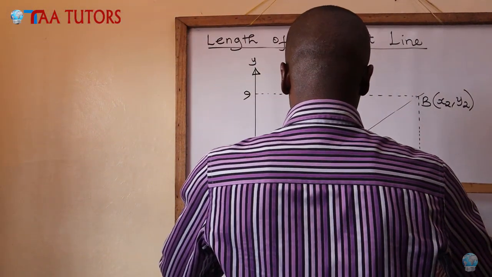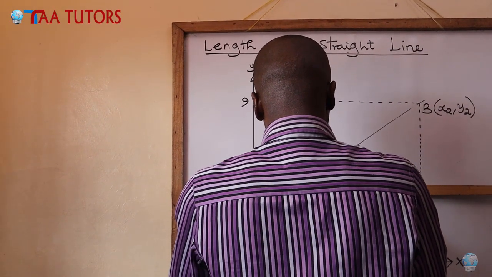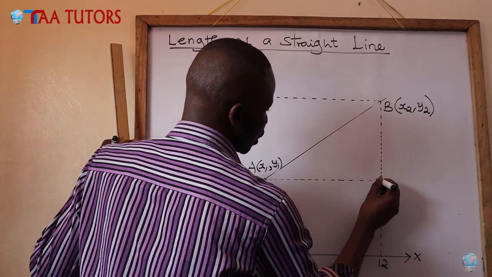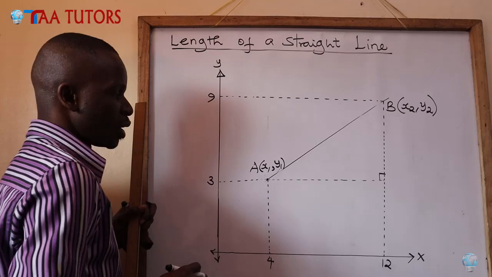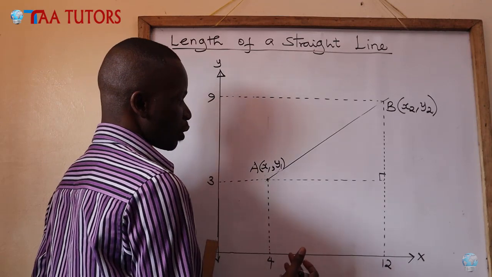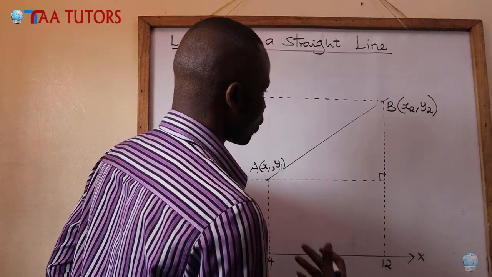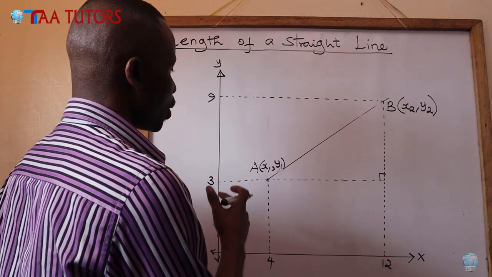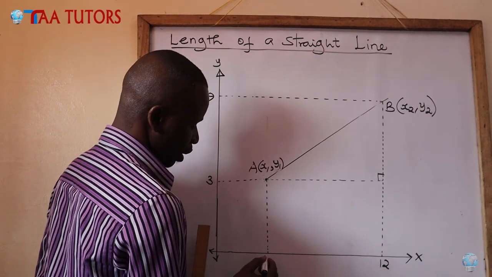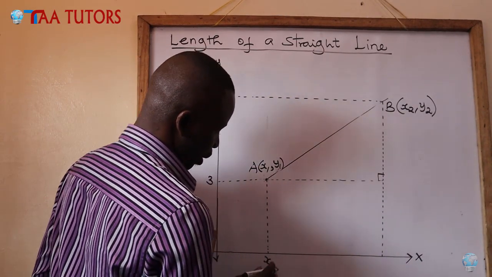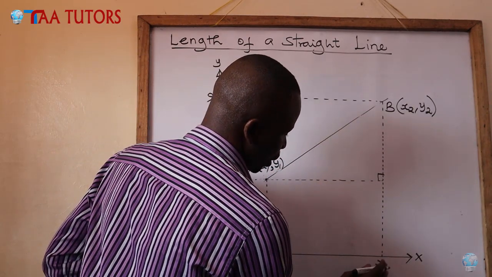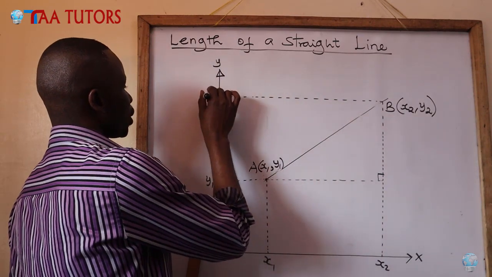Now, if I try to obtain a right angle triangle here, you realize that this is 90 degrees. For a right angle triangle, the sum of the squares of the two shorter sides should give you the square of the longer side. So if this is our x1, this is our y1, this is our x2, this is our y2.